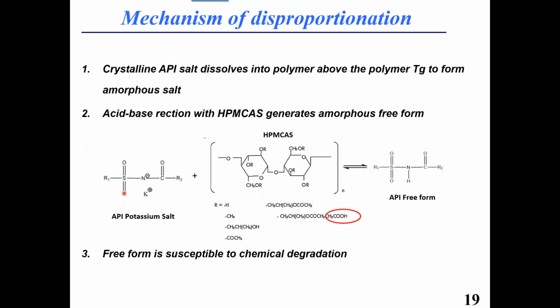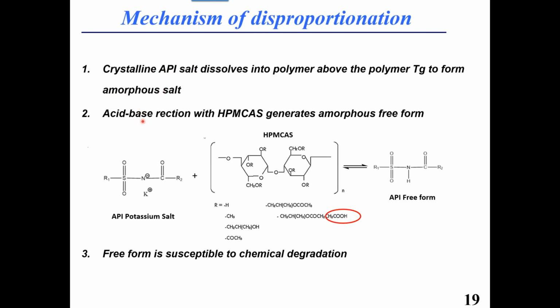All right, here is the promised mechanism of disproportionation. I'm almost at the end of my talk. So the crystalline API dissolves into the polymer above the polymer Tg, so in the polymer molten state or rubbery state, if you want, to form amorphous salt. So that's the mechanism of amorphization of the stable crystalline salt.